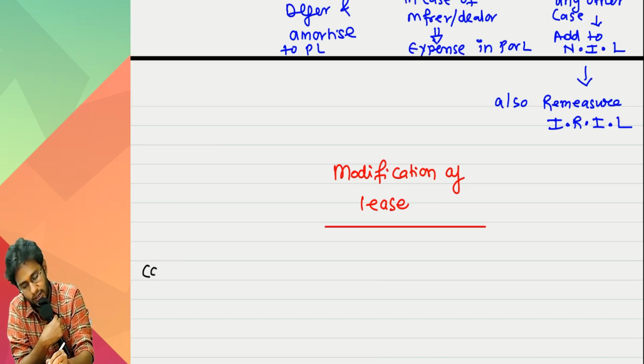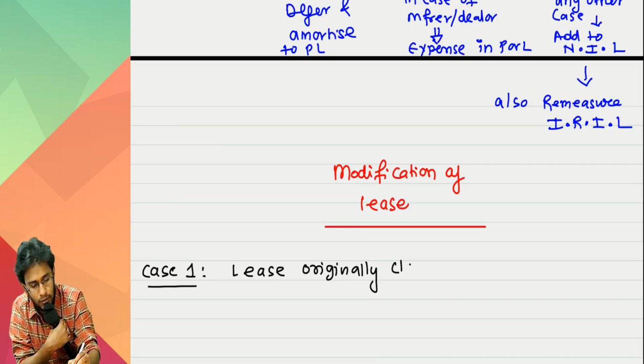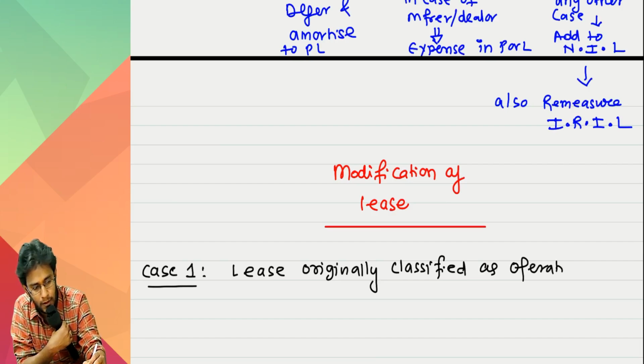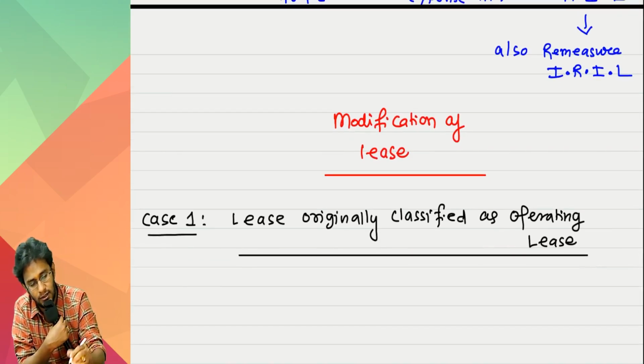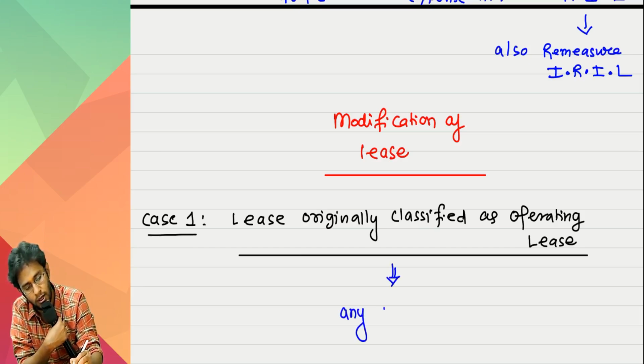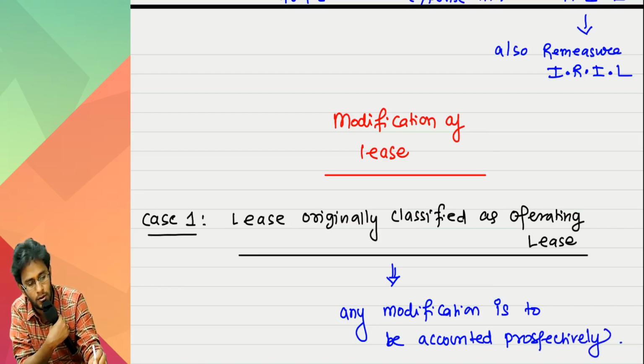In these two scenarios, case 1. Lease originally classified as operating lease. So what you are accounting all these days is operating lease accounting, but today there is a modification. Answer is, sir, any modification is to be accounted prospectively. This is a point you have to remember.